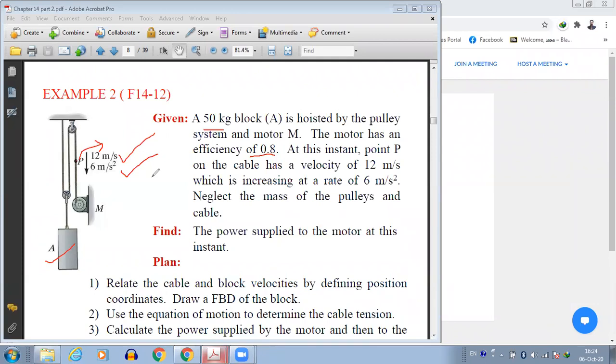Okay. So once again, we have a 50 kg block A hoisted by the pulley system and the motor. The motor has an efficiency of 0.8. At this instant, point P on the cable has a velocity of 12 meters per second, which is increasing at a rate of 6 meters per second squared. Neglect the mass of the pulleys and the cable. Find the power supplied to the motor at this instant.